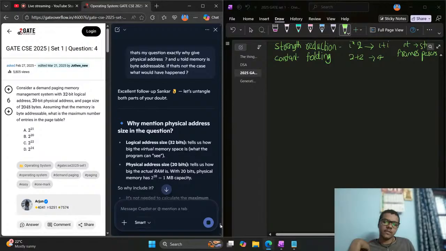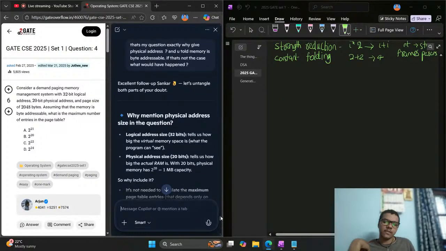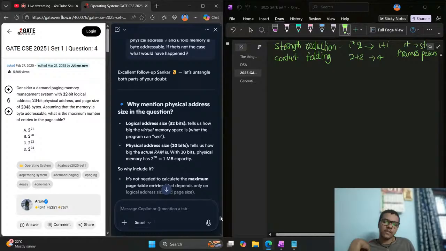Logical address is 32 bits. How big is the virtual memory space? Physical address. Okay. Maximum.